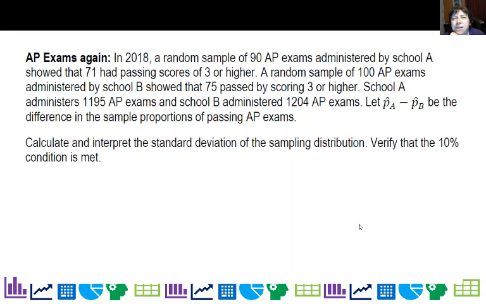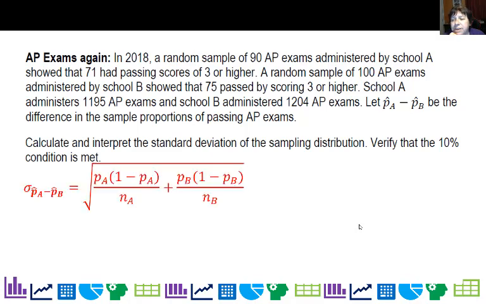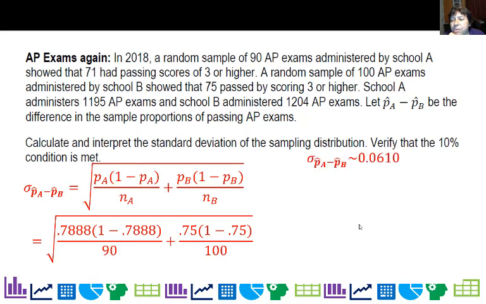So then we want to calculate and interpret the standard deviation of the sampling distribution. And we need to verify our 10% condition. So first, let's go ahead and calculate it. We'll substitute in our values, and we end up with the standard deviation of 0.0610. Now, let me check my 10% condition. And 90 is definitely less than 10% of 1195. As long as it's under like 120, we're good. And 75 is less than 10% of 1204. Also, as long as we keep it under 120, we're fine.